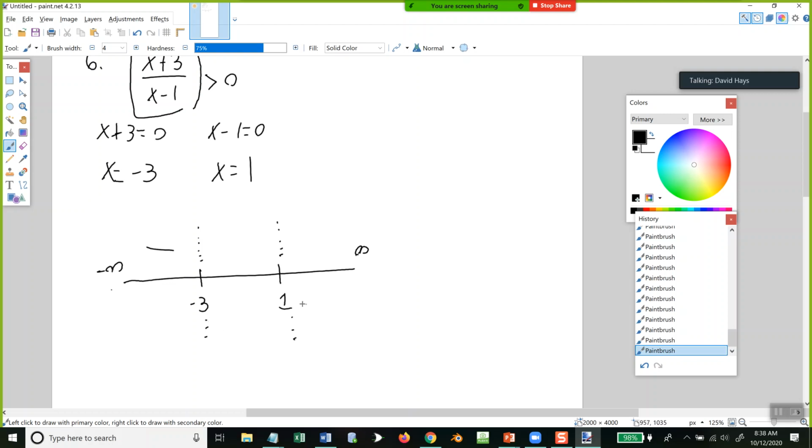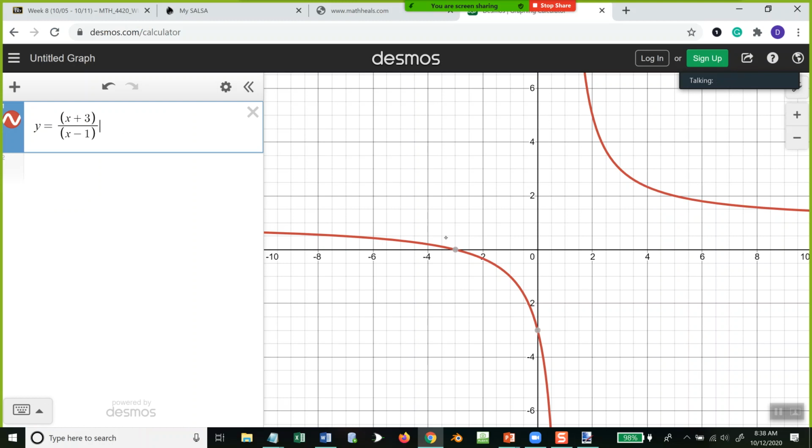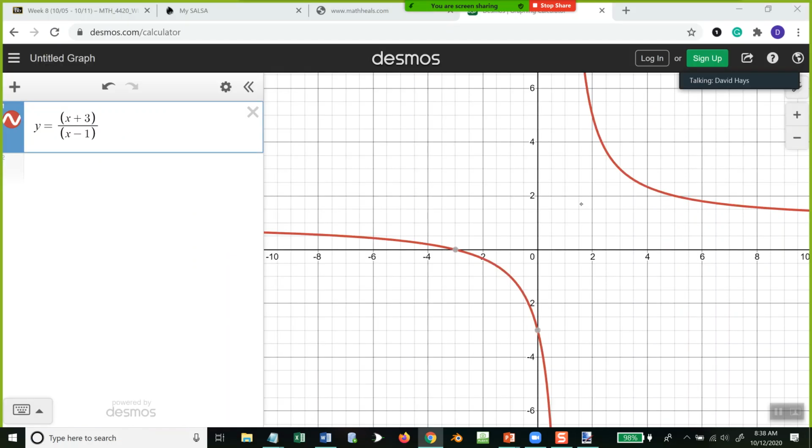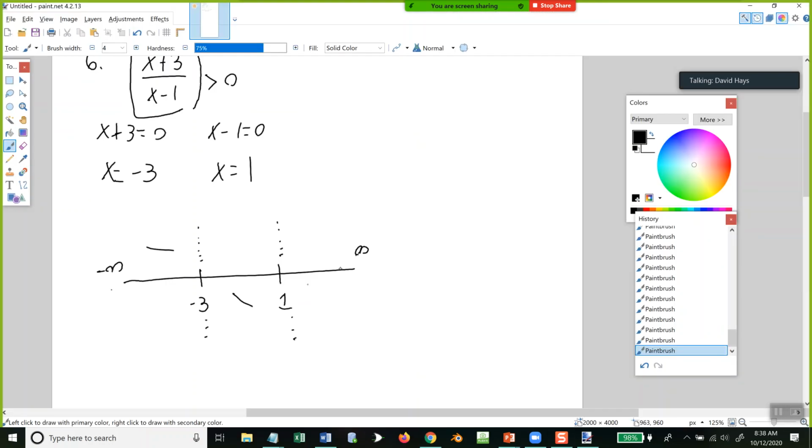Now between -3 and 1, here's -3 and here's 1. I see the graph is below here. Well, if it's below in part of it, it's below in all of it. So that's below. And to the right of +1, here's +1, to the right of it, it's obvious it's above the x-axis. So I'll put a little mark there.